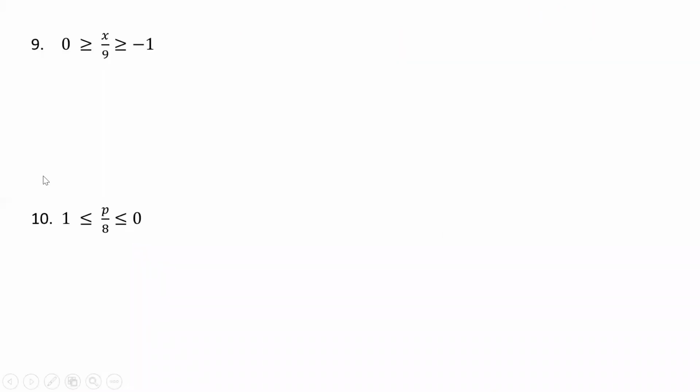All right, now we have fractions in here. Well, with fractions, all we've done in the past is we multiply by the denominator. And so here we would multiply by 9 because 9 divided by 9 is 1. So that leaves x there. But we also have to multiply by 9 here. And we have to multiply by 9 there. So what do we have? Well, 0 greater than or equal to x greater than or equal to a negative 9.